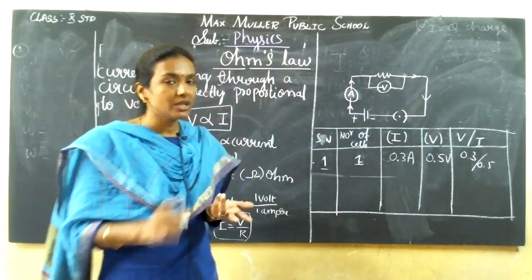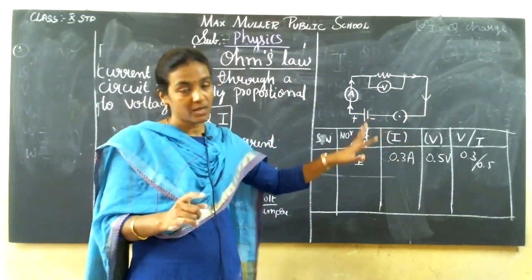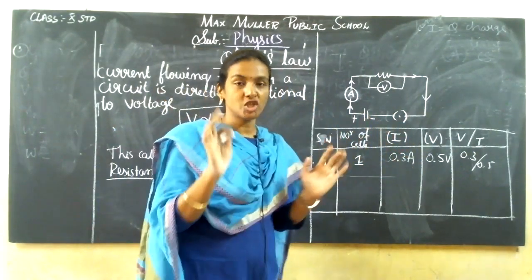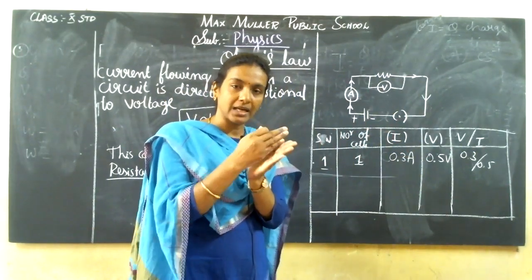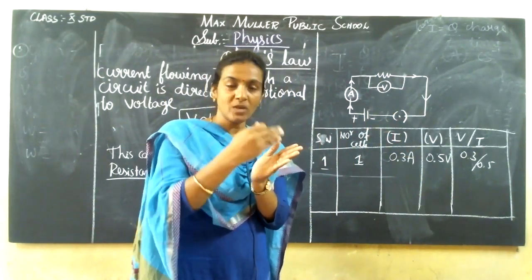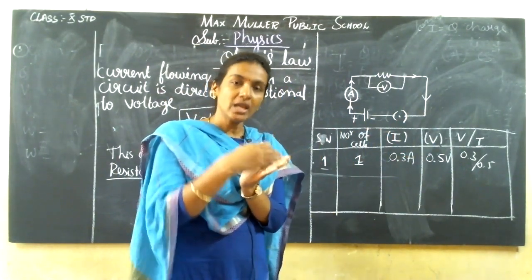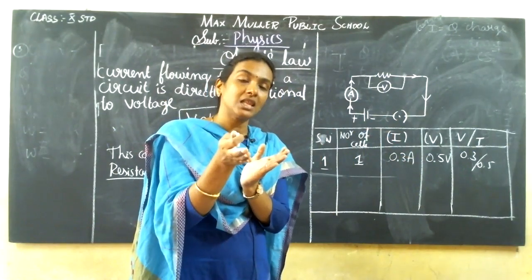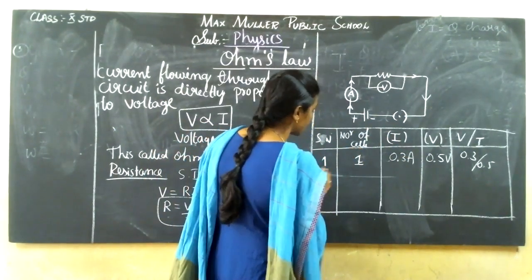So what you need to do here? This is how you do the first step. In the circuit diagram, you are just going to add one battery and check the current and the voltage there. How much current is flowing in the wire, and how much voltage is there in the wire. Next comes the second step, the second series.